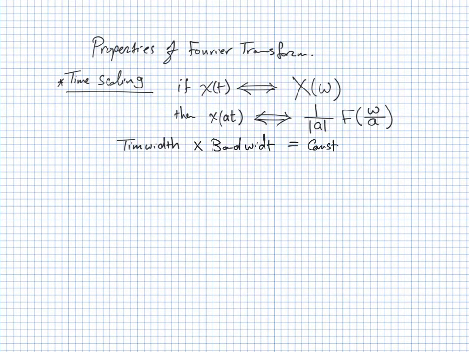So if you take the time width of a signal, how much duration it has in time, and you multiply that by the bandwidth, which is how much frequency it contains, that product, called the time frequency product or the time width bandwidth product, is always equal to a constant for any signal. So if you expand it in one domain, in the other domain it will shrink. The smaller the signal in one domain, the larger it is in the other domain. So that's the generalization of this property, which is the scaling.